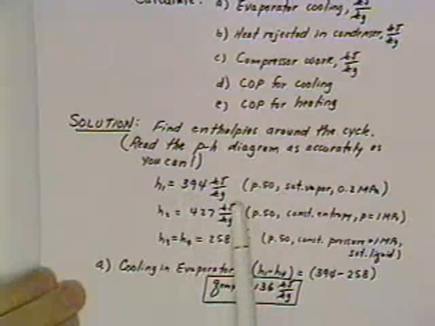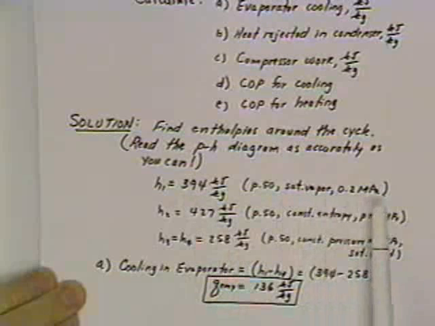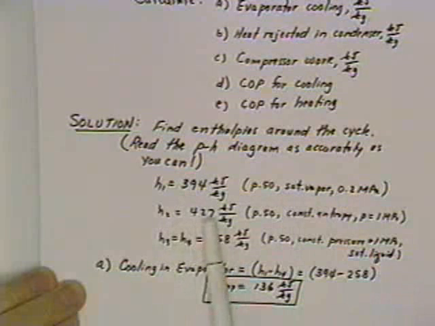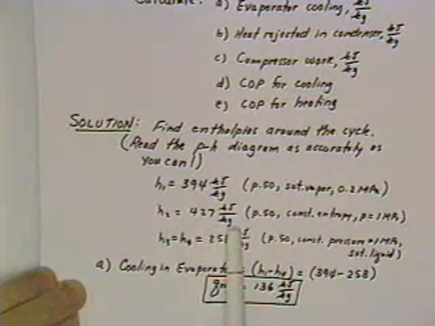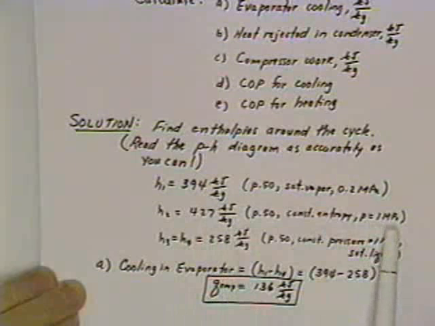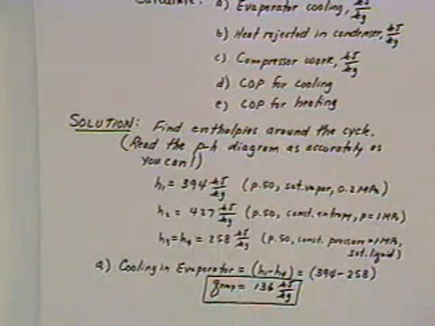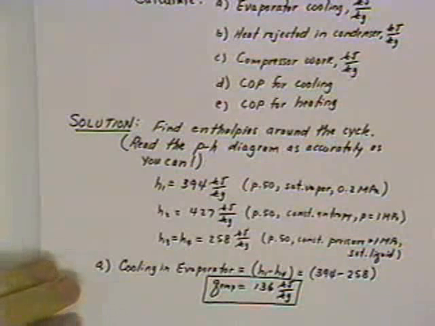H1 is 394 kilojoules per kilogram, found from the saturated vapor condition at 0.2 megapascal. H2, which is the condition leaving the compressor, which is the same thing as entering the condenser, I read as 427 kilojoules per kilogram, at a pressure of 1 megapascal and constant entropy. This is one of the most difficult ones to locate, because you're going up a constant entropy line, which is curved in between entropy lines, and trying to interpolate where that 1 megapascal is at constant entropy.